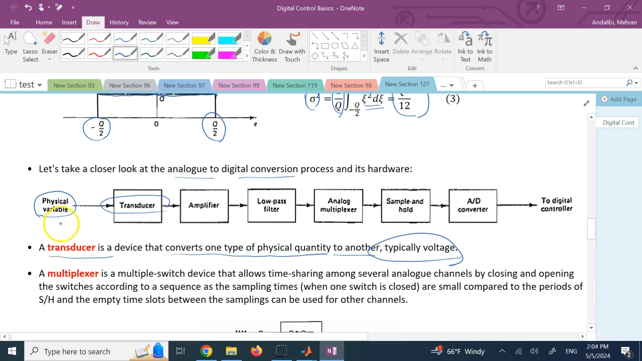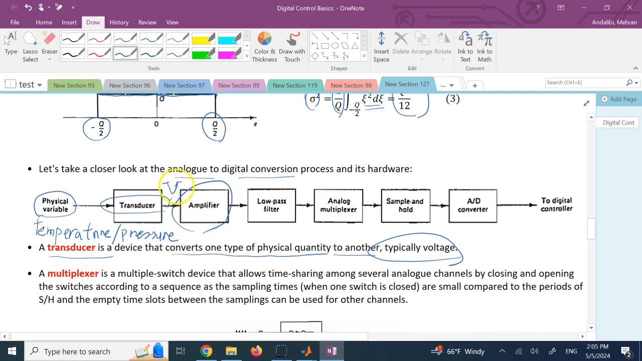So this could be, for instance, temperature, or pressure, or whatever it is, velocity, acceleration, anything, and this is a voltage most of the time, because voltage is the easiest thing to handle in electrical components and digital computers.